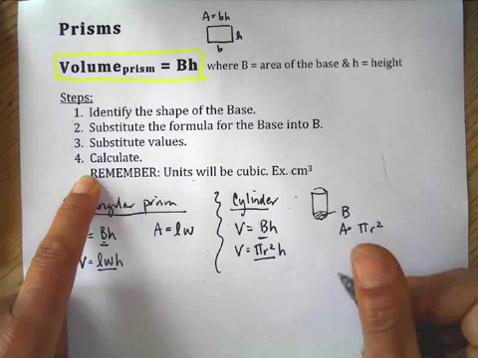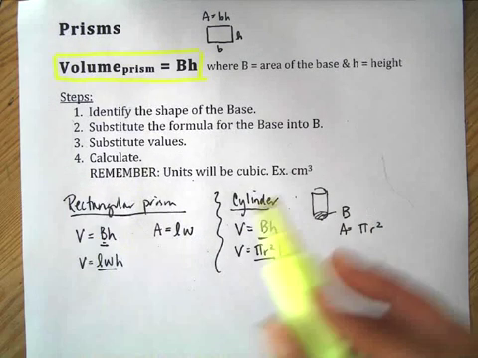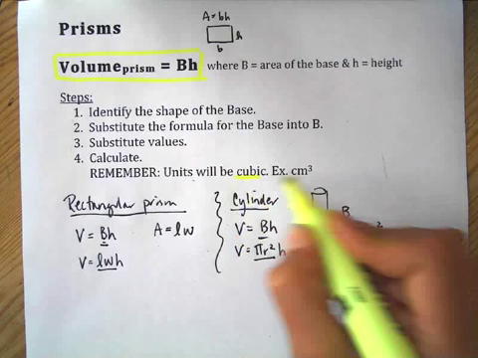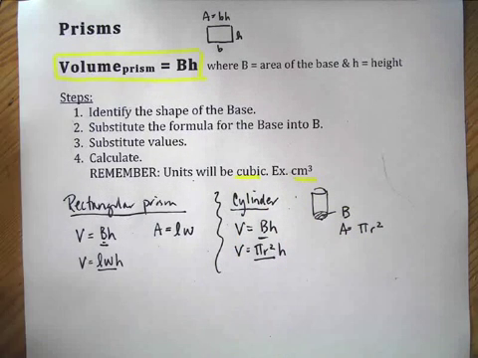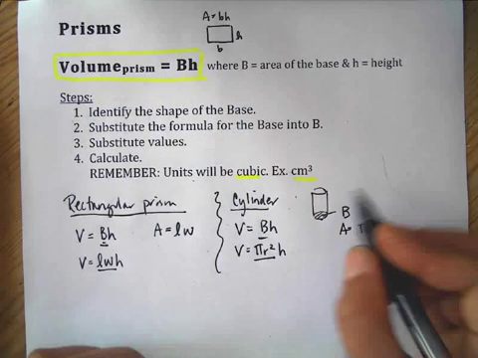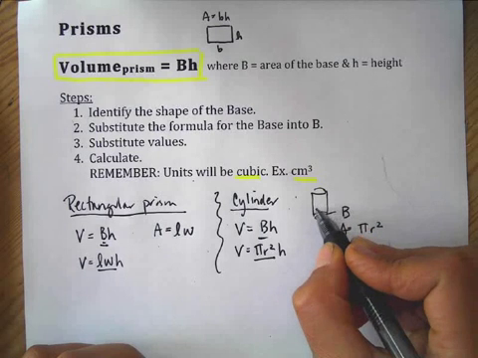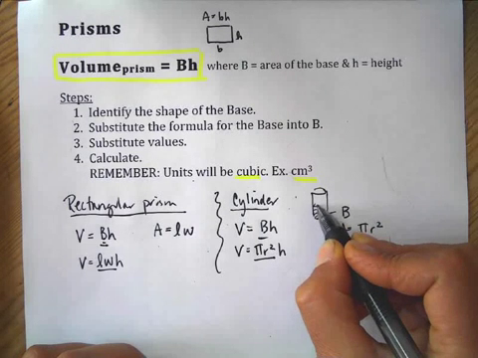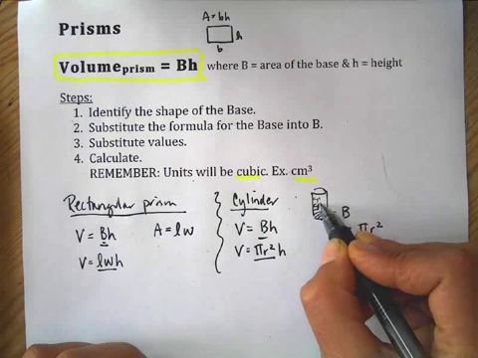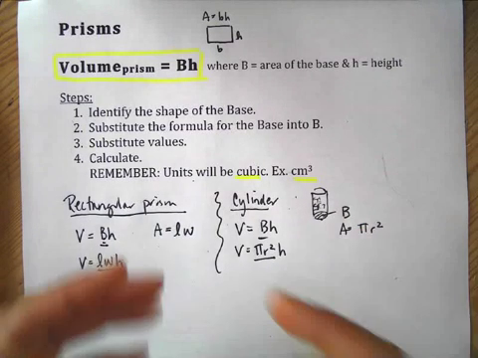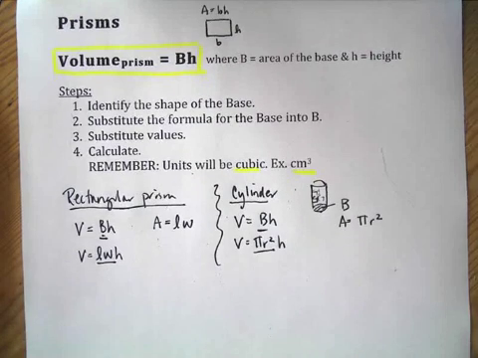Now, an important thing to understand when you start plugging in values and calculating is that your units are always going to be cubic units. So for example, cubic centimeters or cubic inches, because what you're actually doing is asking how many little cubes can I fit in this shape, in this solid.